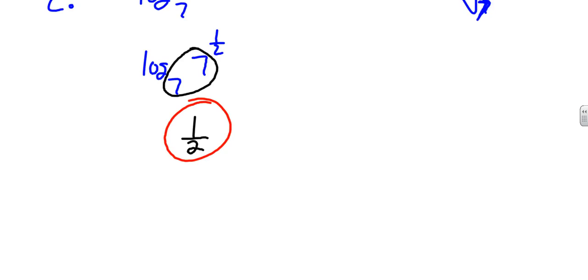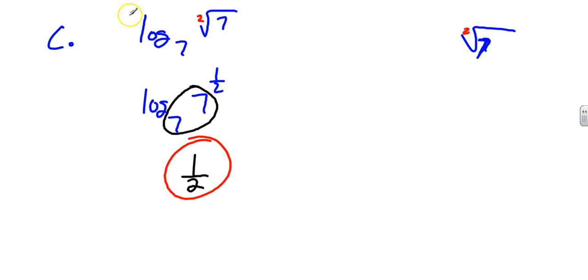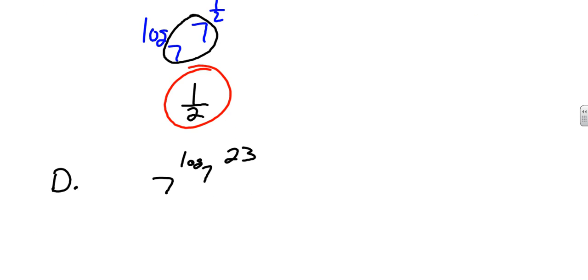All right, let's do one more of those. The D part spins off the question that's here. This is base 7, and this was also base 7. So if the bases are the same, this number that's here is going to be the answer you're looking for. So when they ask you to evaluate it, your answer is just 23.